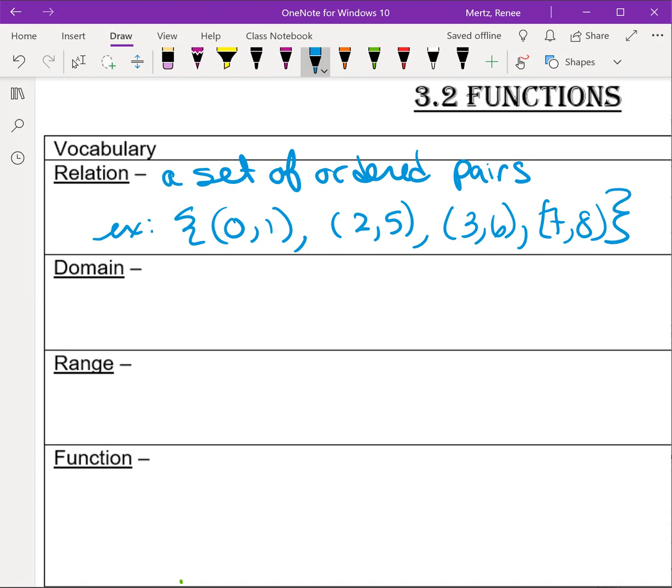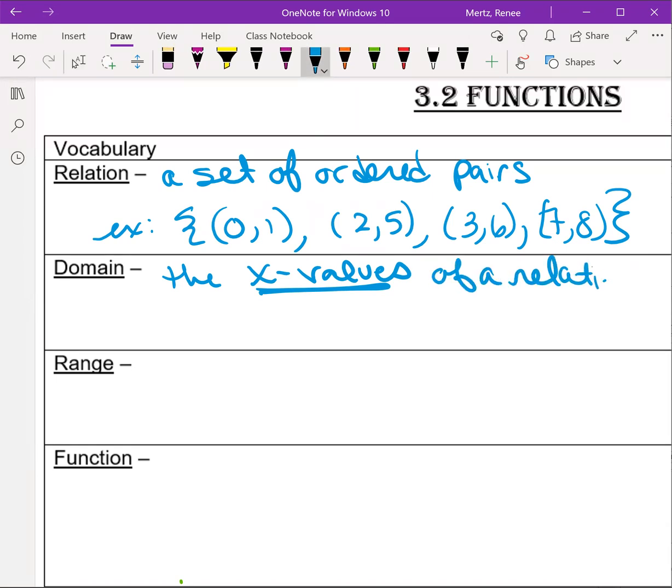The domain, they are the x values. Domain starts with a D, range starts with an R, so they go in alphabetical order. Domain is x, range is y. So it's the x values of a relation. If we look at our example above, what were the x values? We use a capital D. We list the variable that we're looking at, x for domain, and then we just go through and pick out the x values. So we have 0, 2, 3, and 7.